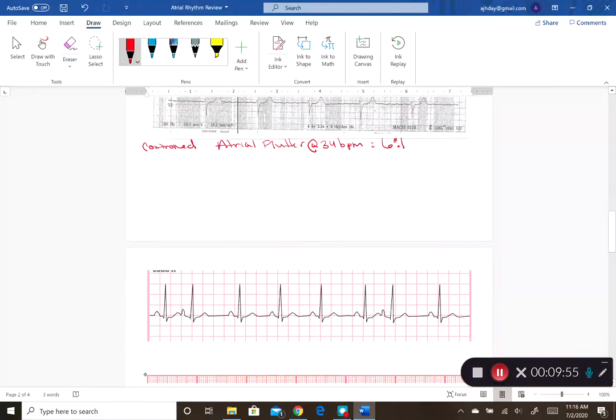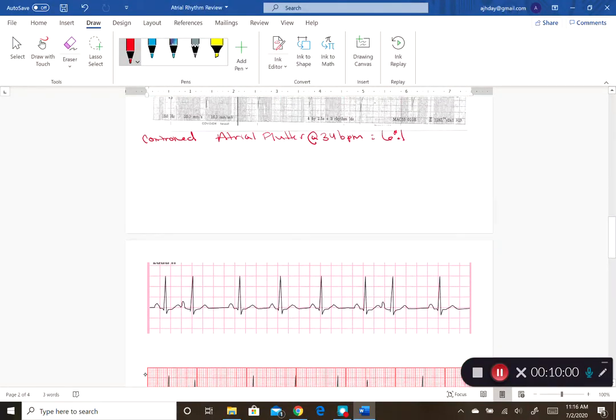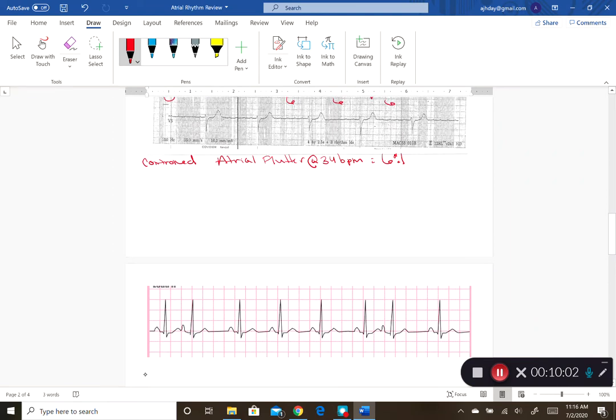All right, let's take a look at this next rhythm here. Looking at it, is it regular or irregular? Well, it looks irregular. I have some beats that look out of place right there and there, but my underlying rhythm looks pretty regular, right?